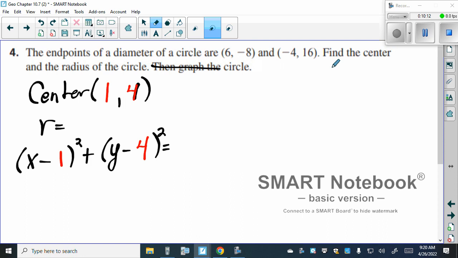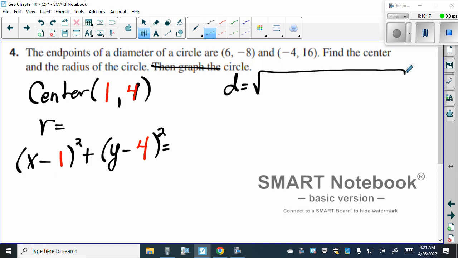There we go. And I have a feeling for the radius, we're going to use the distance formula with the points (1, 4), and which other point? Yeah, which one do we want to use? So (6, -8). So we'd have 1 minus 6 squared plus 4 minus, not 16. So 4 minus negative 8, or 4 plus 8, either will work, especially if you're typing it into the calculator.